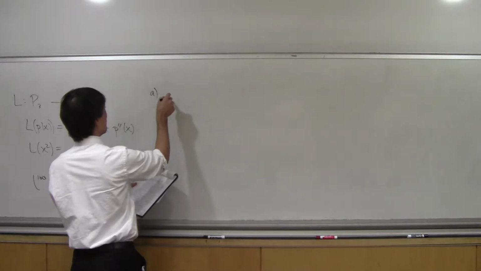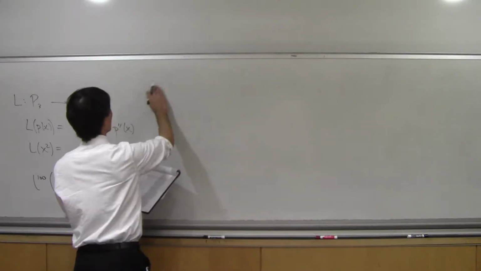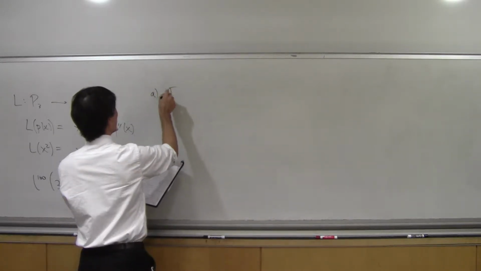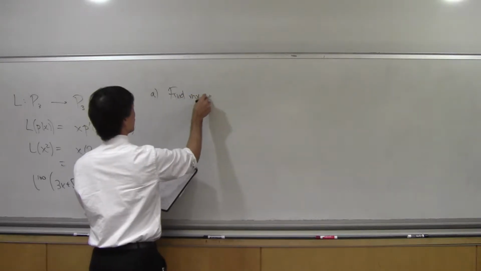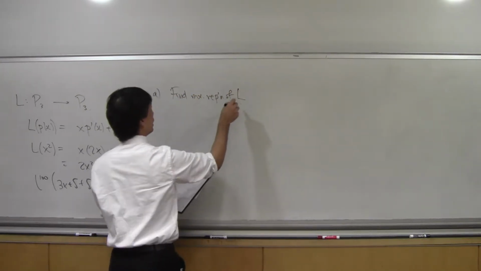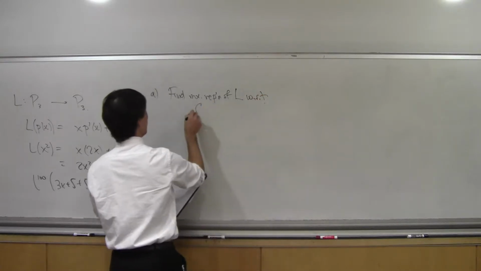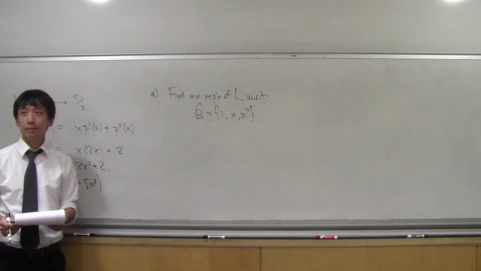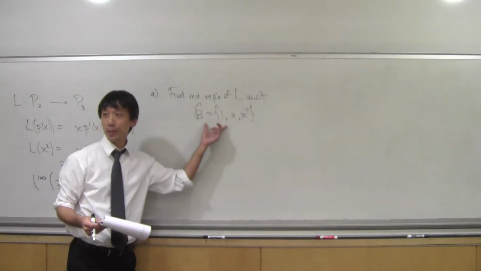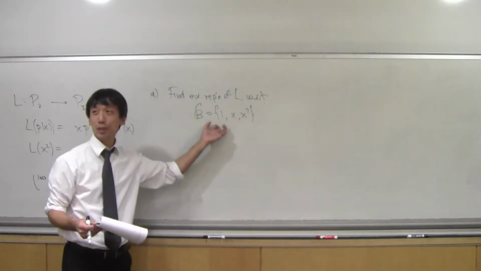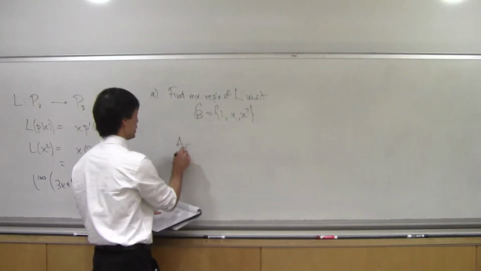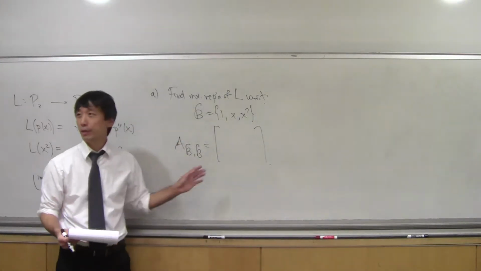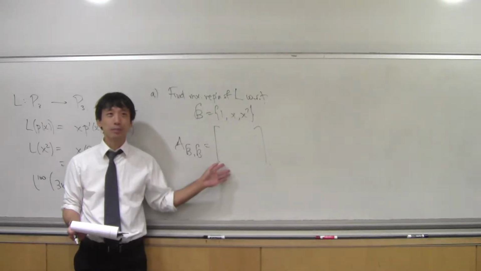The easier way is... the problem has a few parts to it. First is to find the matrix representation of L with respect to the basis 1, x, x squared. Since we kind of did this already, let's just talk about it. How do you find the matrix representation of this? Remember, it'll be a 3 by 3 matrix. Anybody remember?